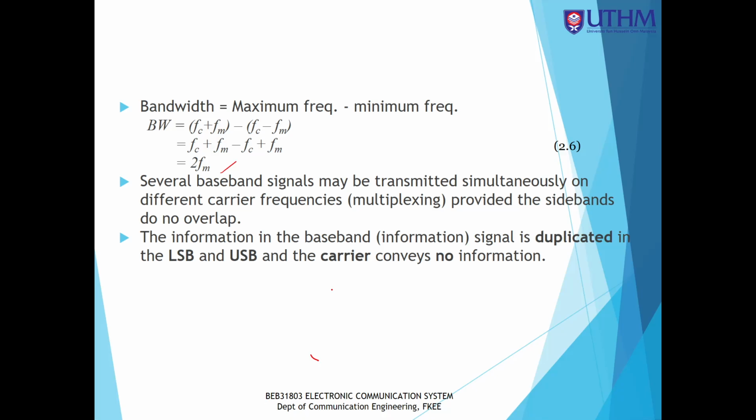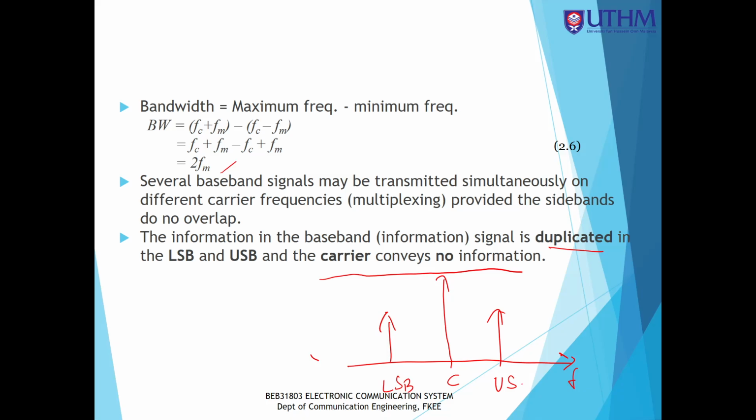Okay, so the information in the baseband information signal is duplicated in the LSB and the USB, and the carrier conveys no information. Apa maksud dia? So you see that if I draw this one in the frequency domain, this is the LSB, this is the USB, this is the carrier. Okay, so the information is contained inside the lower sideband, and also inside this upper sideband.